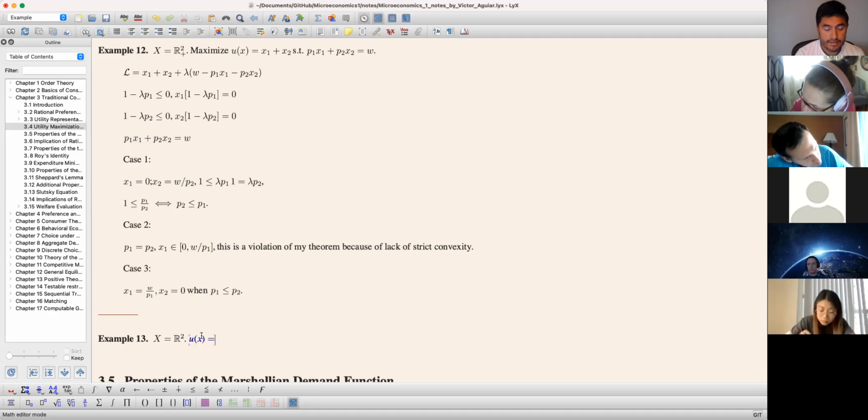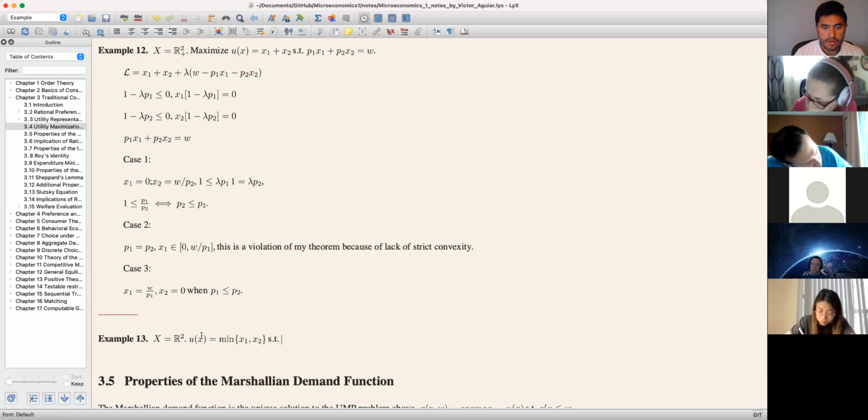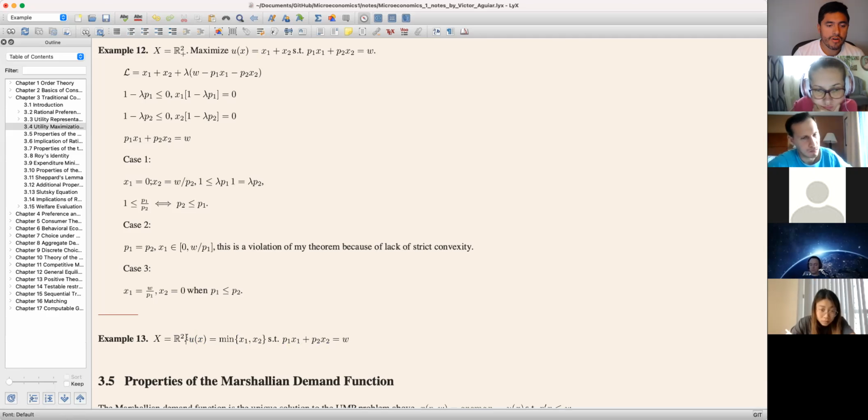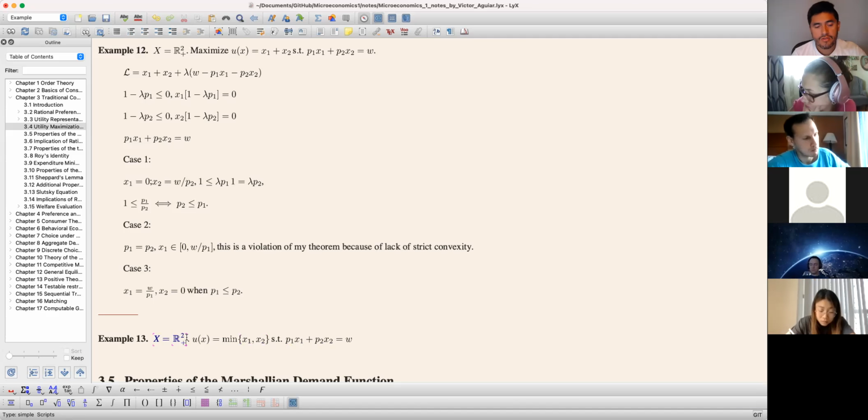The utility of X is now going to be equal to the minimum of X1, X2, subject to the budget constraint P1 X1 plus P2 X2 less than or equal to W. So you get the deal. Who remembers the name of this kind of utility function? It's the perfect complements case. Perfect complements, exactly. So please solve it. You have 5 minutes, try it on your own. We have non-negativity constraints, so the quantities have to be non-negative.